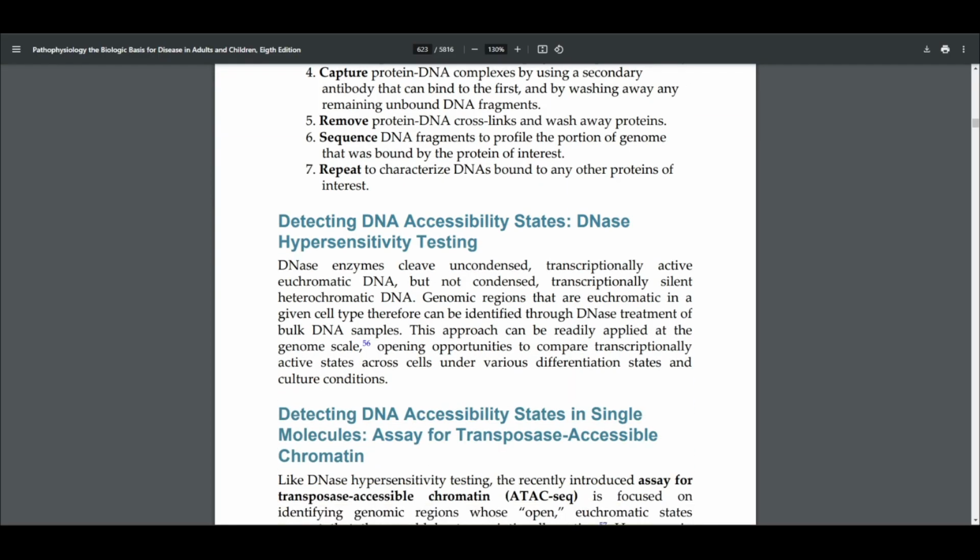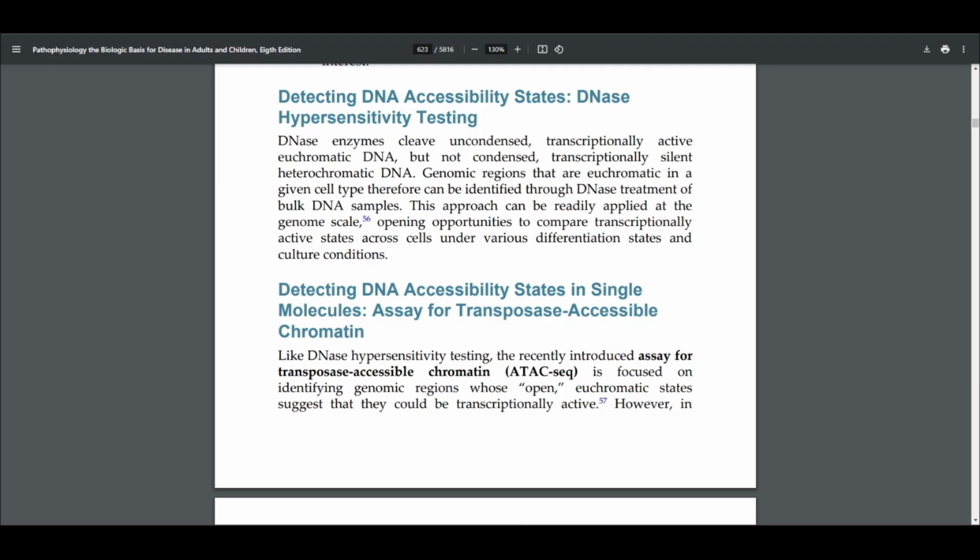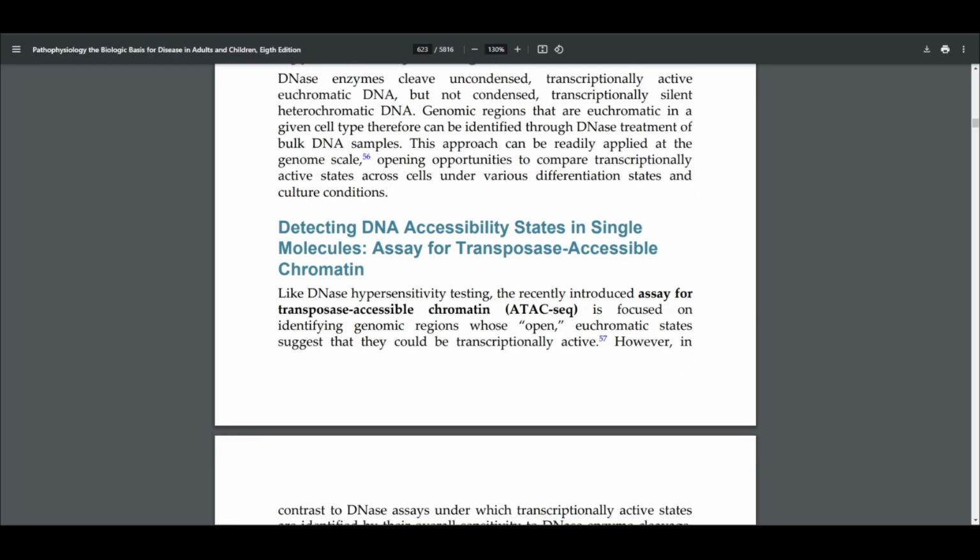Detecting DNA accessibility states. DNase hypersensitivity testing. DNase enzymes cleave uncondensed, transcriptionally active euchromatic DNA, but not condensed, transcriptionally silent heterochromatic DNA. Genomic regions that are euchromatic in a given cell type therefore can be identified through DNase treatment of bulk DNA samples. This approach can be readily applied at the genome scale, opening opportunities to compare transcriptionally active states across cells under various differentiation states and culture conditions.